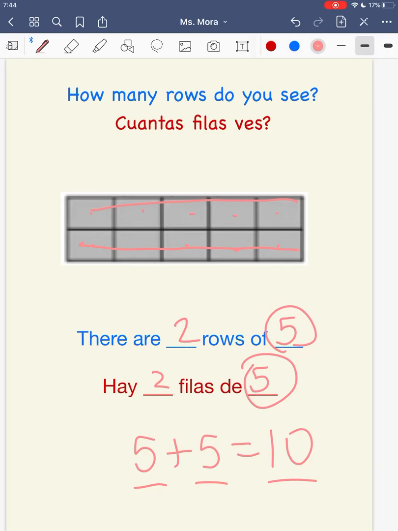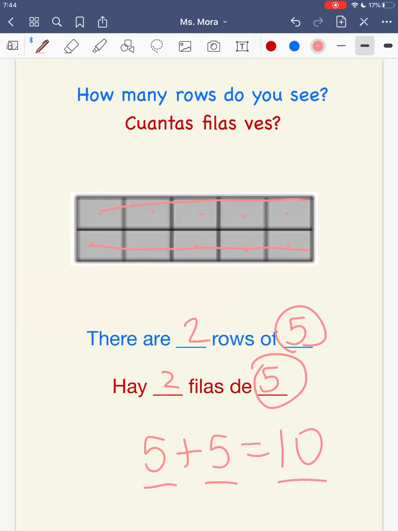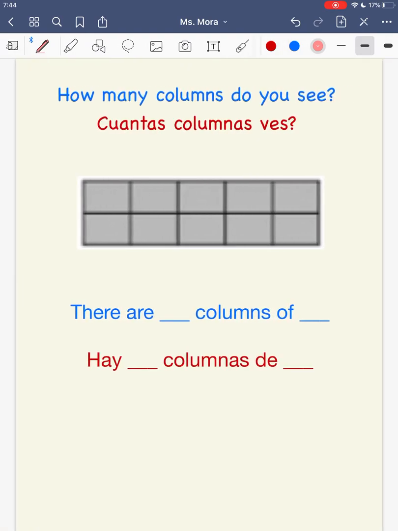Alrighty, guys, good job. Try this one out now. So, it's the same exact array. Okay, look at this array. Look at this one. Same exact one. Okay, just here, I want you to look at the columns. So, how many columns do you see? And you're going to fill in the blank. There are blank columns of blank. And write your number sentence. So pause the video and push play when you're ready.